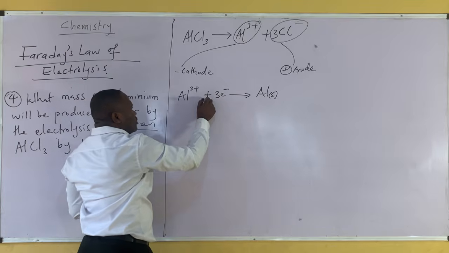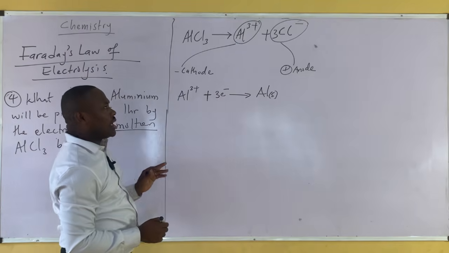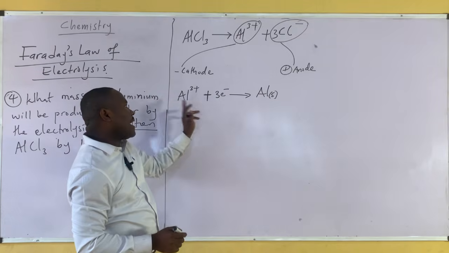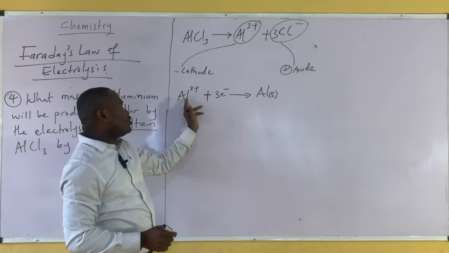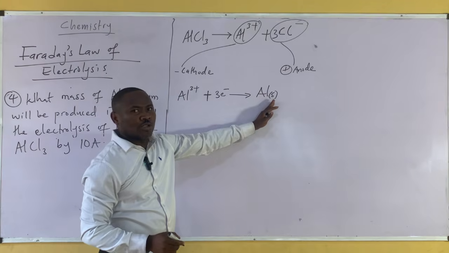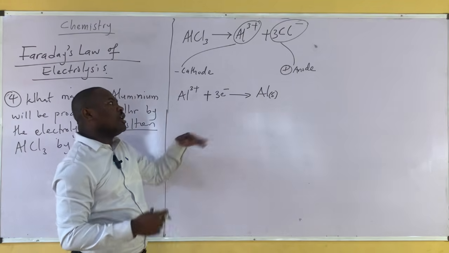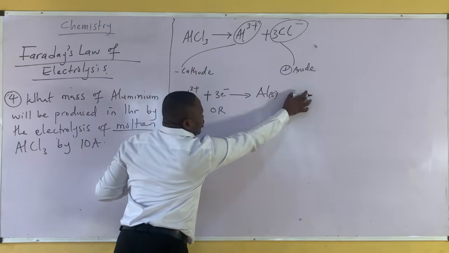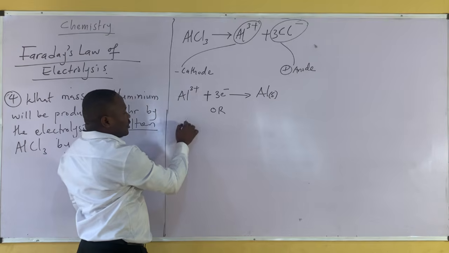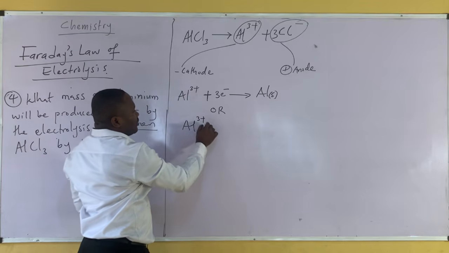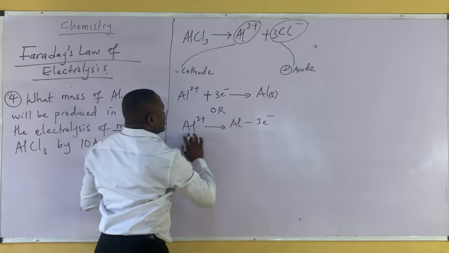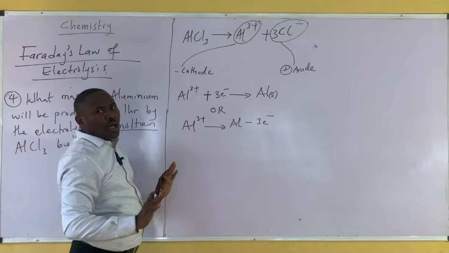To balance this up, I will add 3e- here. Always add electrons to the side with a higher charge. Here is plus 3, here is 0. So I have to add 3 electrons to make this side equal to 0. Remember, it can also be written by taking this to the other side, so it becomes Al3+ to give us Al minus 3e-. This equation and that equation are the same.